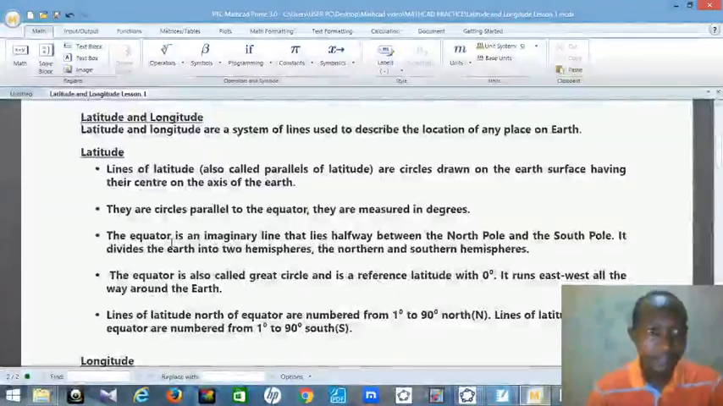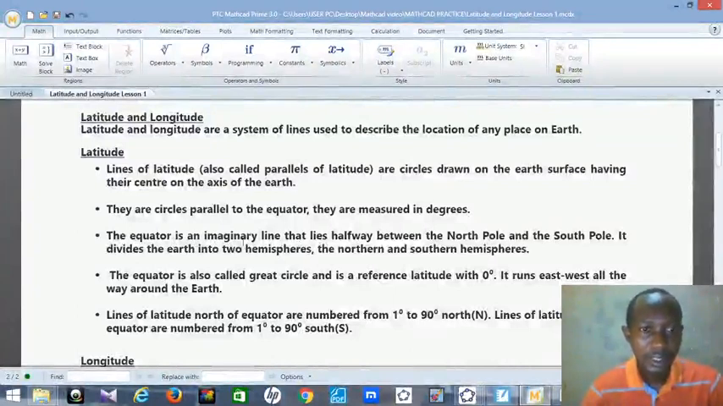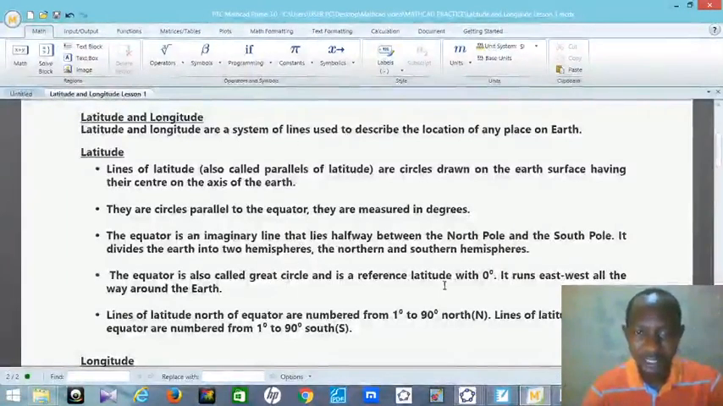Okay, we said the equator is an imaginary line that lies halfway between the North Pole and the South Pole. So it divides the Earth into two hemispheres. You saw it in the demonstration there. Then we said the northern and the southern hemisphere. Then the equator is also called the Great Circle and it's a reference latitude with 0 degrees.